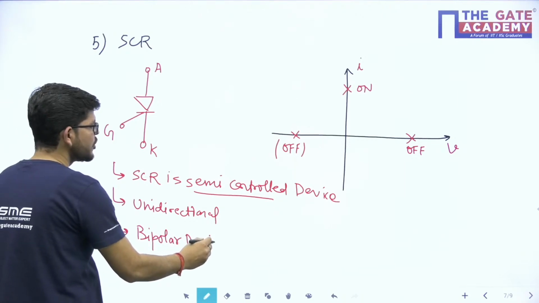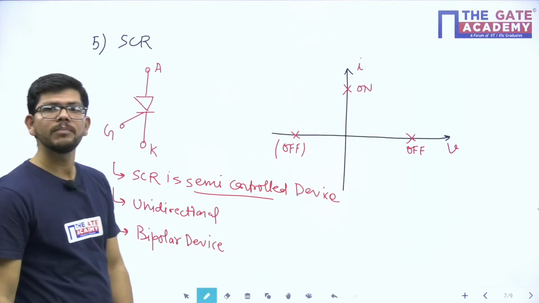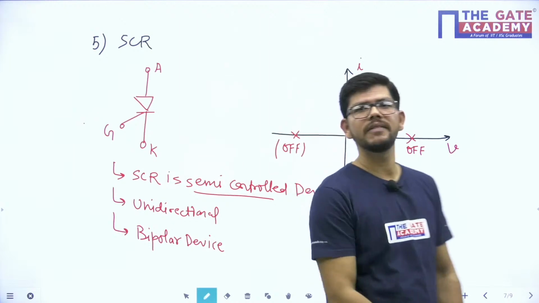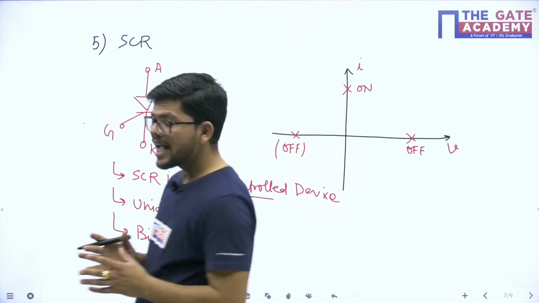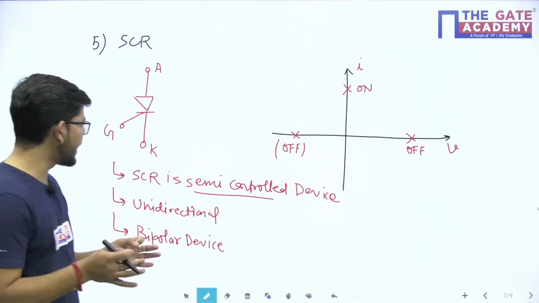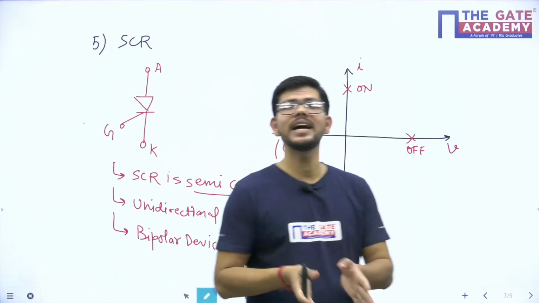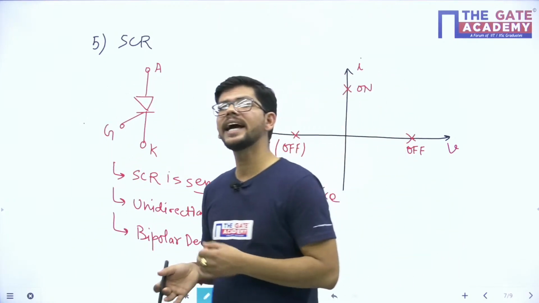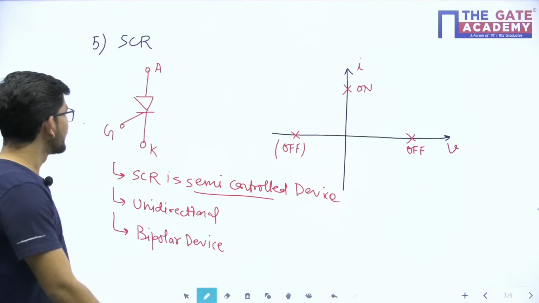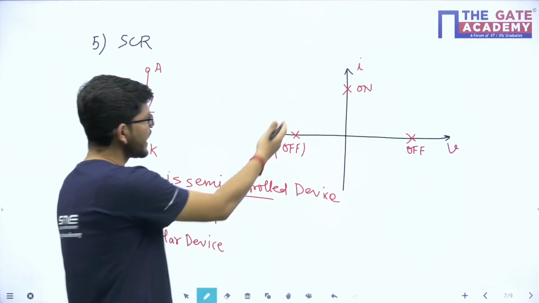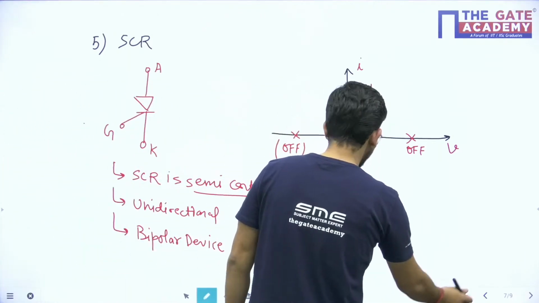We are deciding unipolar and bipolar depending upon the voltage polarity that the device can block. And we are deciding unidirectional and bidirectional depending upon the current direction that the device can carry, isn't it? So this is all about SCR. So we have these operating areas in case of SCR.